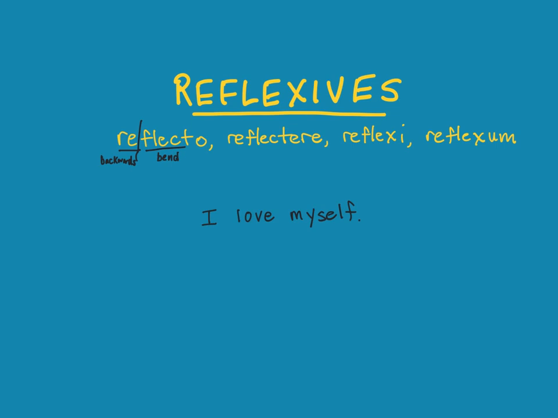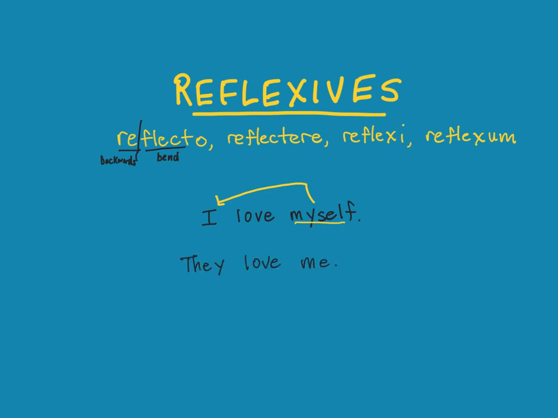Here's a nice example of a reflexive pronoun. The reflexive pronoun refers back to the subject of the sentence. It bends back to the subject. This pronoun, myself, is identical to the subject of the sentence, and that's what a reflexive pronoun is.